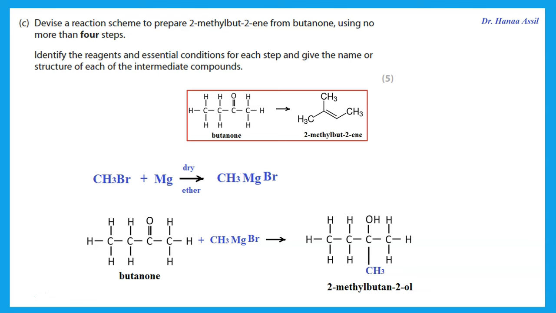Now we're trying to make what? We're trying to make an alkene from this. So dehydration, concentrated acid, and heat. The acid could be phosphoric acid or sulfuric acid. Heat, this would give the required product.